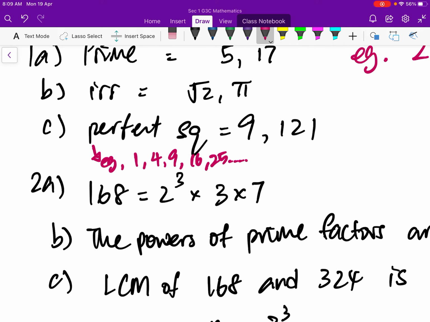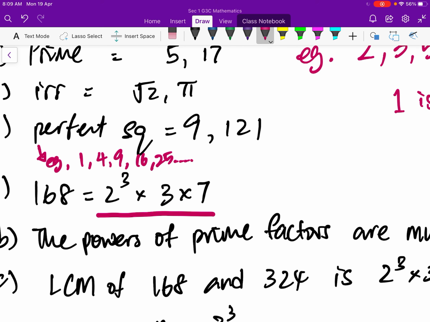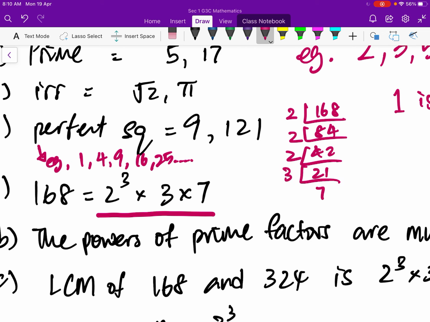They gave you a demonstration: 2 squared times 3 to the power of 4. Then express 168 as a product of its prime factors. You should be able to generate this. What I like to do is 168 divided by 2, so 84, 2 again, 42, 2 again, 21, 3, and 7.